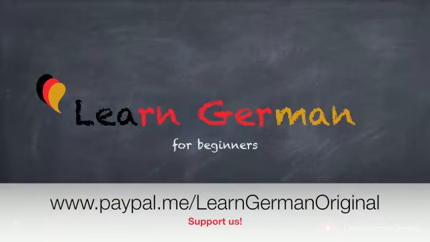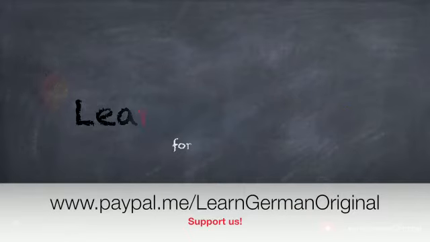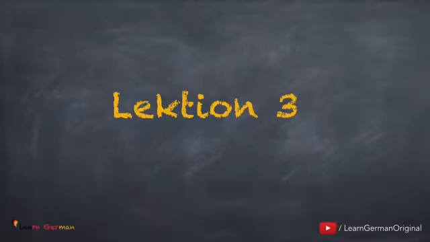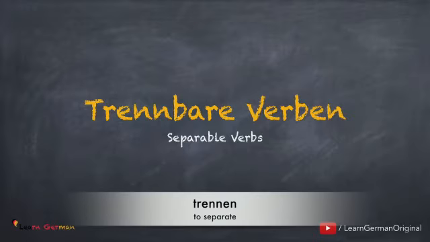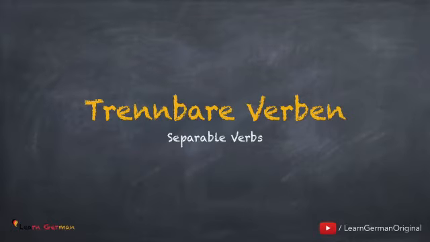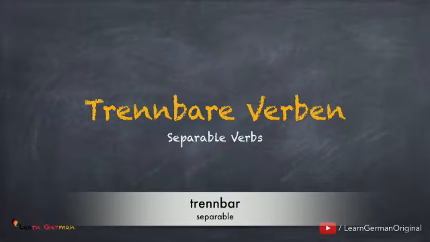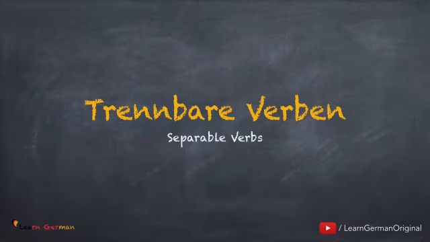In this lesson, you will be learning a new form of verbs, that is separable verbs or trennbare Verben. Lektion 37. Trennbare Verben. The verb trennen means to separate, and we make an adjective out of it, which is known as trennbar. So all the verbs which can be separated are known as trennbare Verben. Let's try to understand what they are.